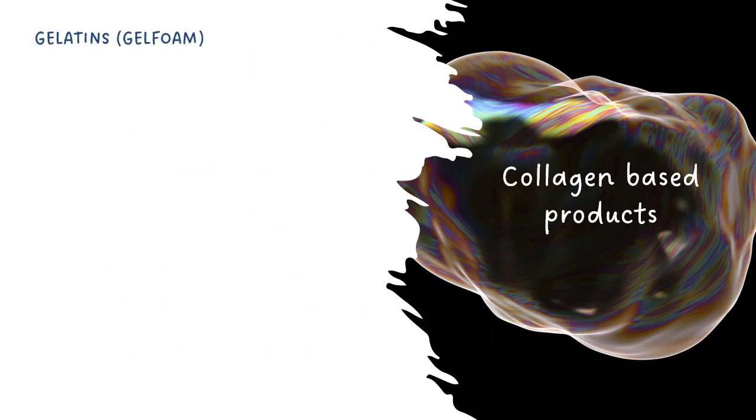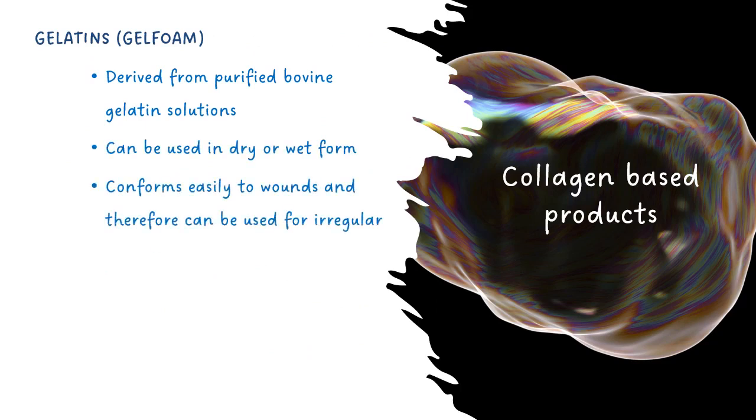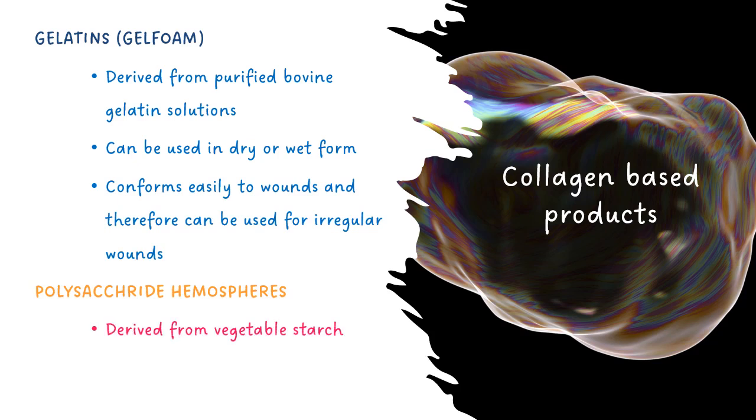The other collagen-based products are gelatins or Gelfoam. This is derived from purified bovine gelatin solutions and can be used in either dry or wet form. This conforms easily to the wound and therefore can be used for irregular wounds. And the other type is polysaccharide hemospheres. This is derived from vegetable starch, contains no human or animal component. It is available in powder form with a bellows applicator.